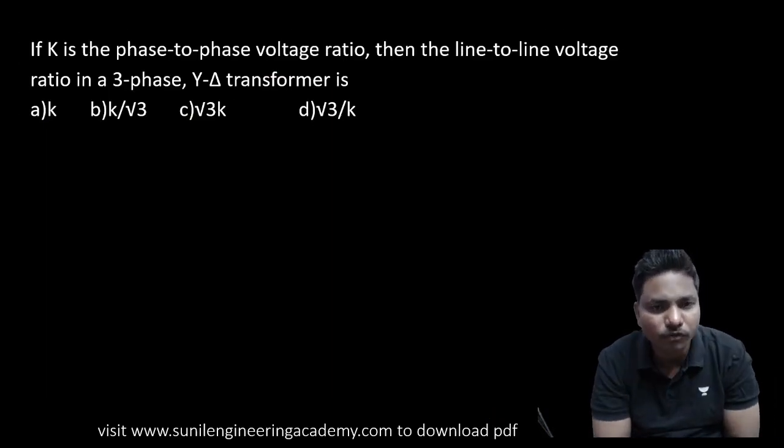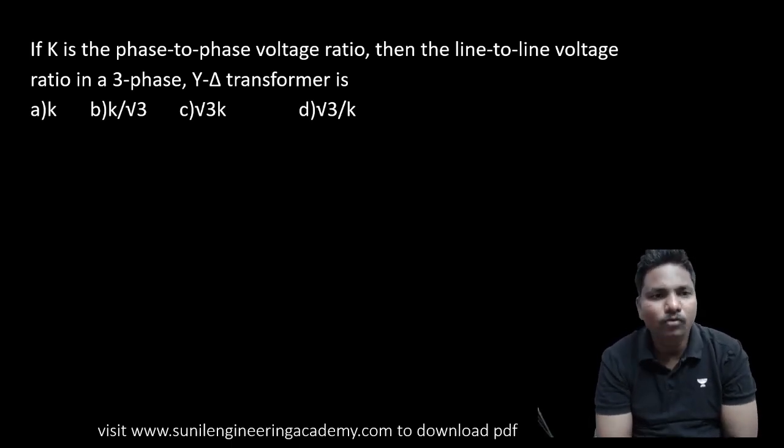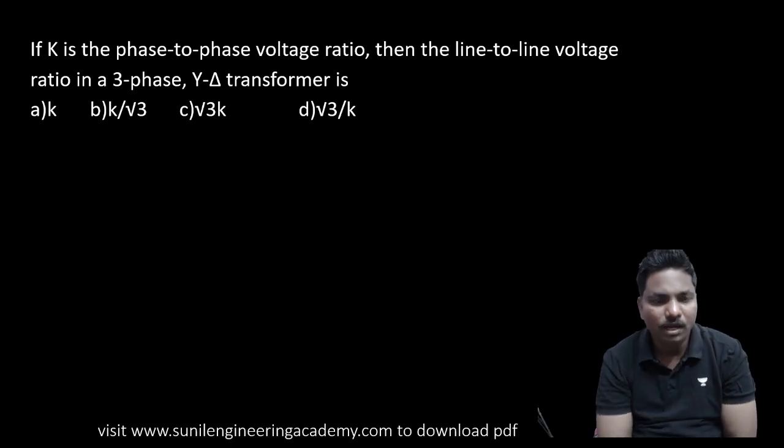Coming to the next question. K is the phase to phase voltage ratio. Then the line to line voltage ratio in a three-phase star delta transformer is dash. All of you listen carefully.